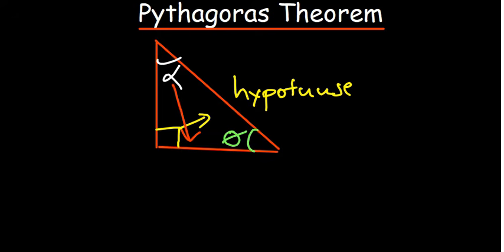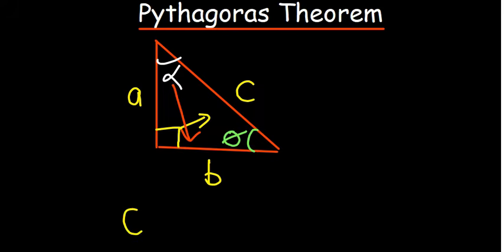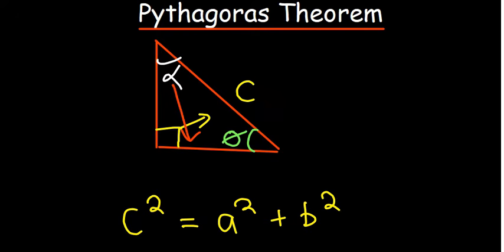So if we take the two adjacent sides to be A and B respectively, and our hypotenuse to be, let's say, C, the argument behind Pythagoras theorem is that the square of the longest side, which is the hypotenuse, is equal to the summation of the squares of the two adjacent sides. Just like that. That is the argument that is made.